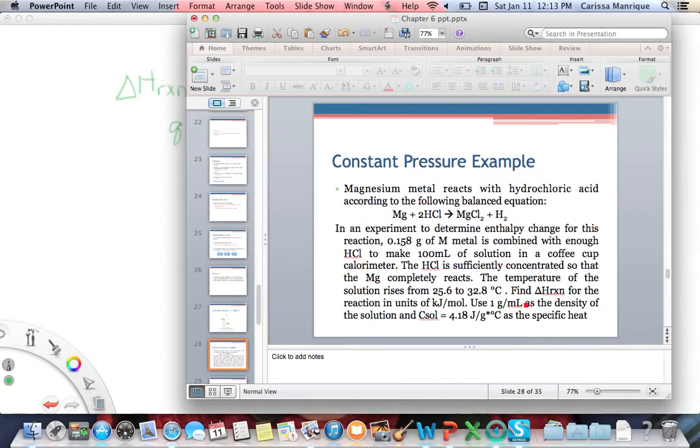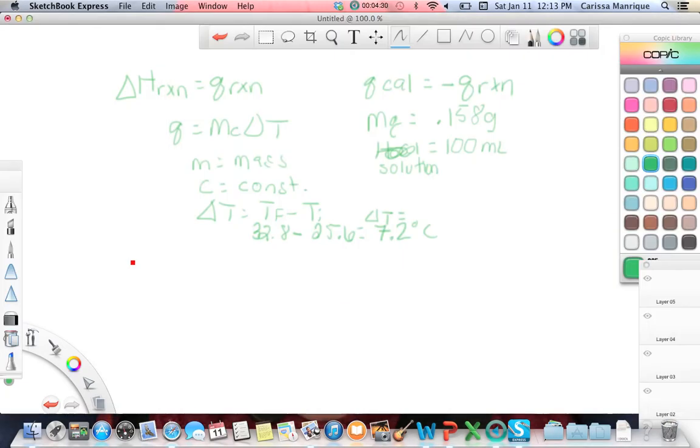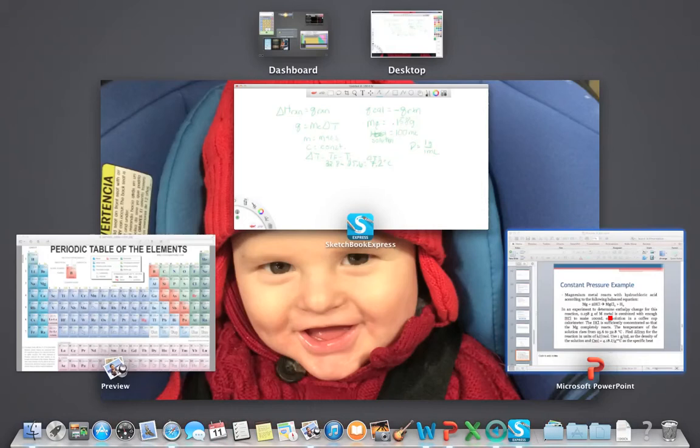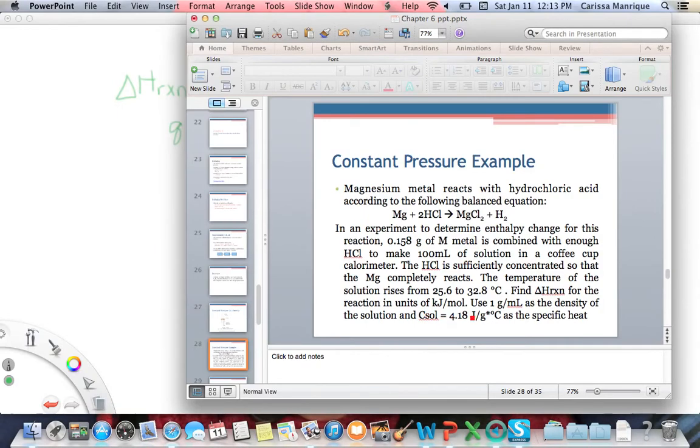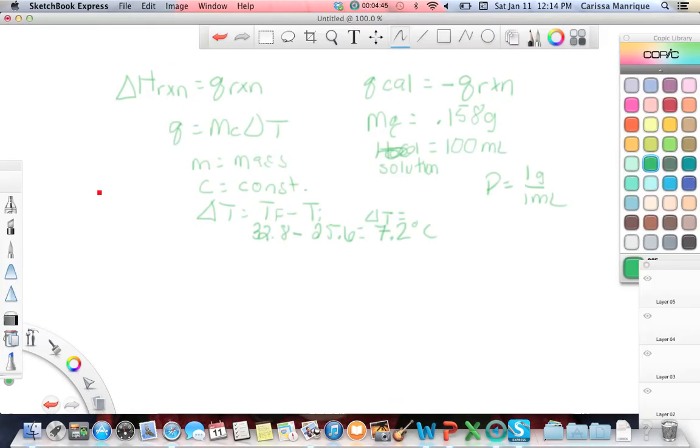The density, 1 gram per milliliter, is the density of the solution. So density of the solution is 1 gram per 1 milliliter. Okay. And then it says C for the solution is 4.18 joules per gram degrees Celsius. So C right here, I'm going to put 4.18, and that's going to be joules per gram Celsius.